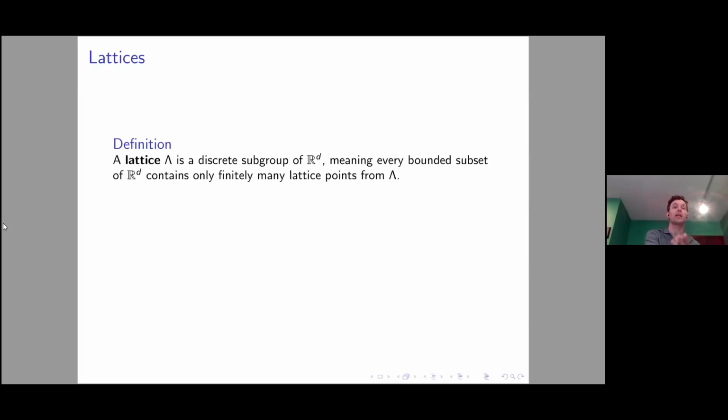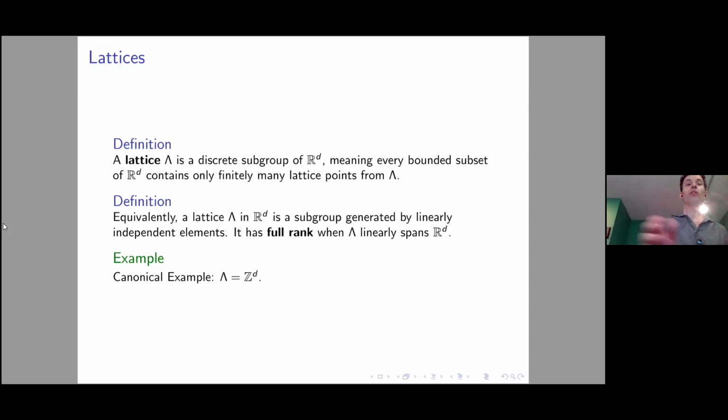And it concerns things involving lattices. So in mathematics, there are various different types of lattices. And when I say a lattice, I mean a discrete subgroup of d-dimensional Euclidean space. So that just means that every bounded subset of Euclidean space only has a finite number of lattice points. This is a fairly well-known equivalent definition to a more common definition of a lattice as being generated by linearly independent vectors inside Euclidean space.